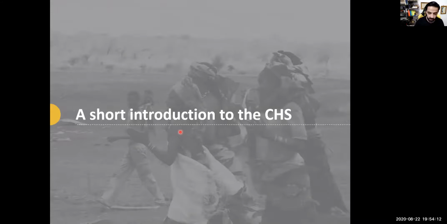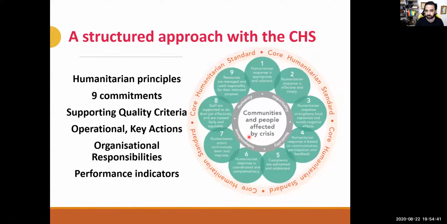Before I say anything, raise your hand if you know these terms. CHS. Who knows this term? Okay, no one has raised their hand so far. CHS means Core Humanitarian Standards. And what does that mean? We'll start from here. I think so many of you have read this before.